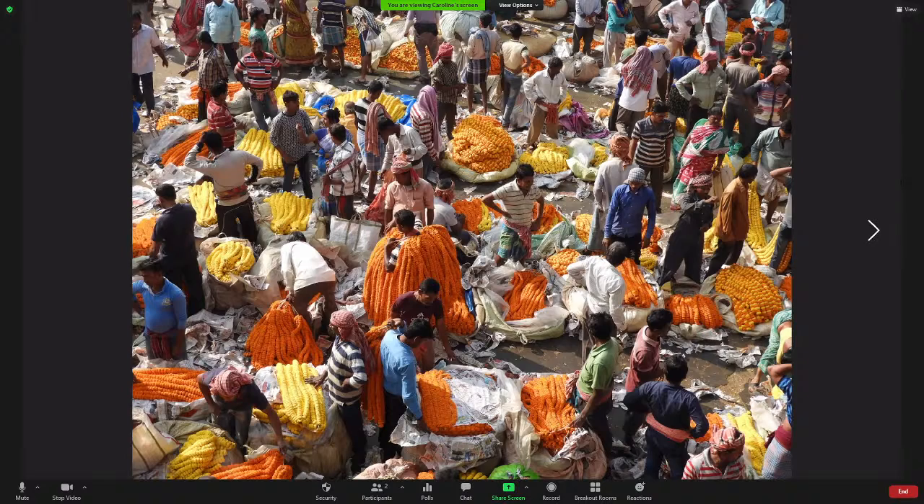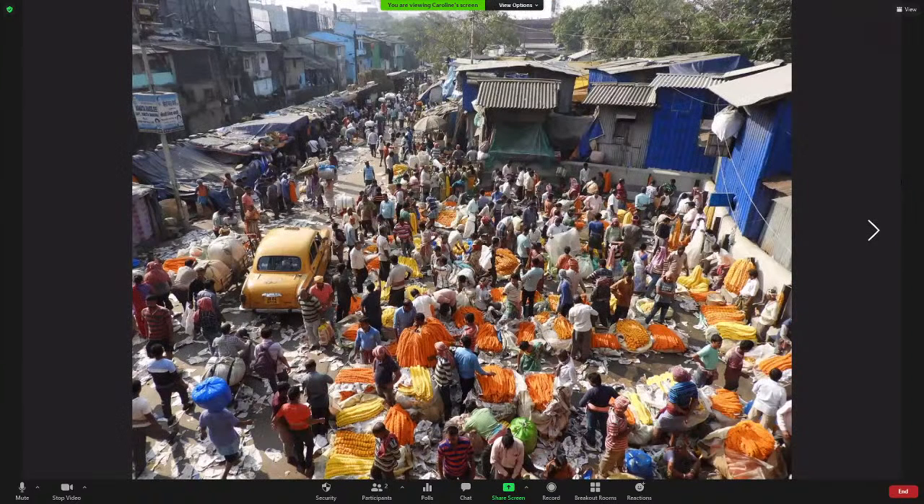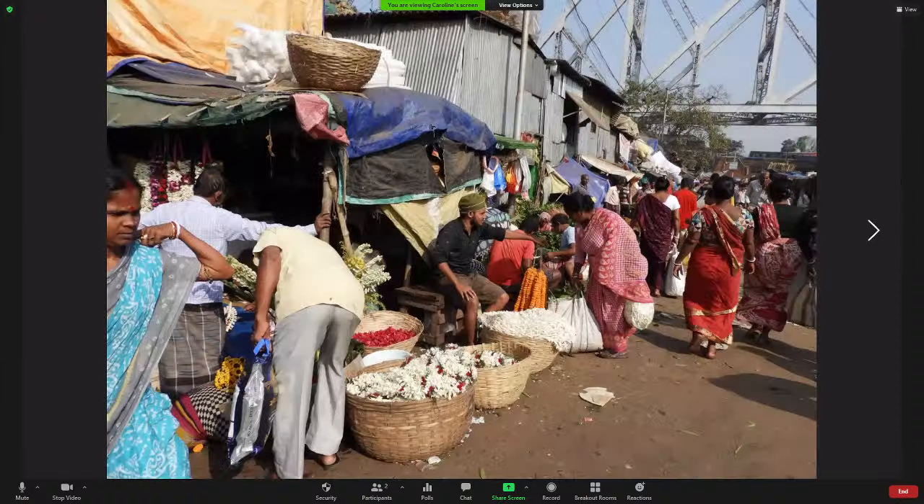So starting off at the flower market at Mullik Ghat. It's a wholesale market beside the river Hooghly. And it starts off underneath the Howrah Bridge, which is up in the top right. So the first pictures were taken from the bridge looking down. And there was so much going on.